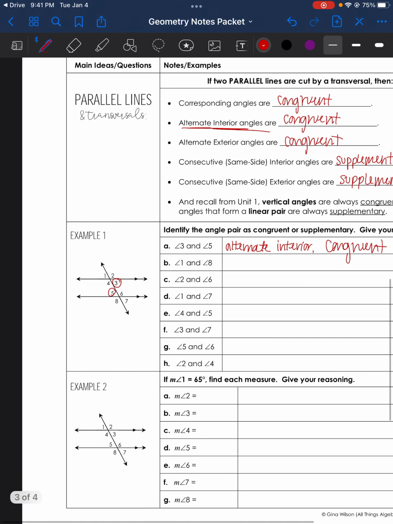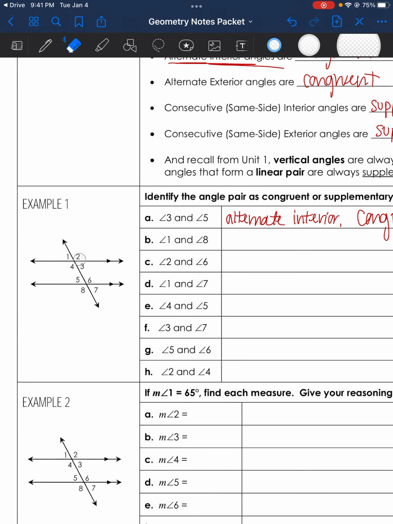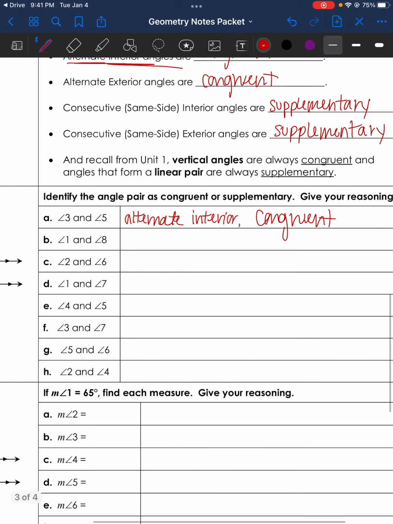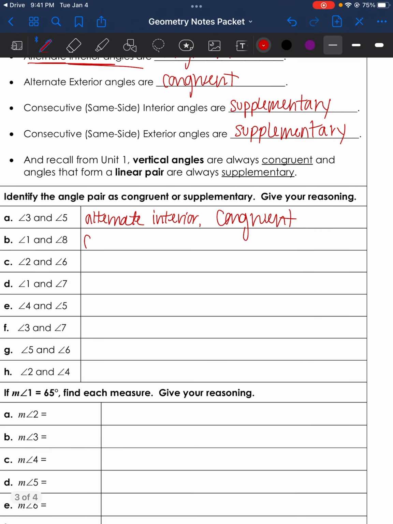Okay, let's look at angle 1 and angle 8. So angle 1 here, angle 8, they are on the same side of the transversal, but they're both exterior angles. So I would say that these are consecutive exterior. And here, consecutive exterior, these are going to be supplementary.